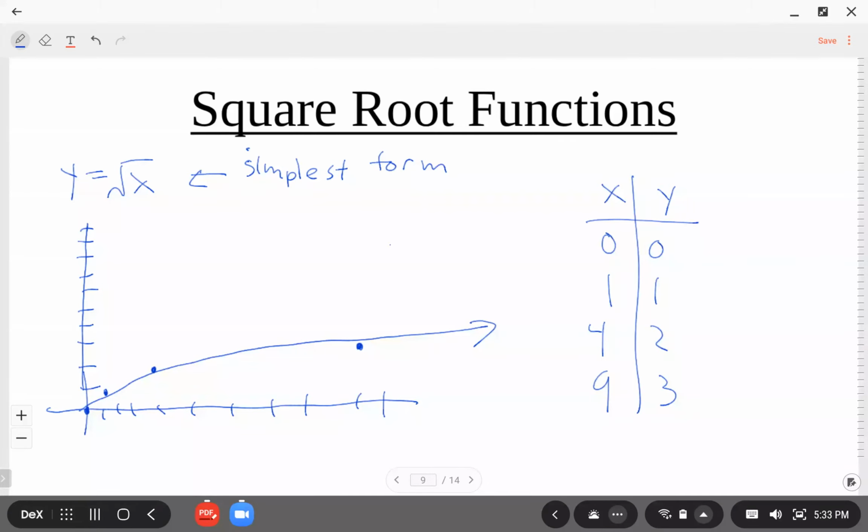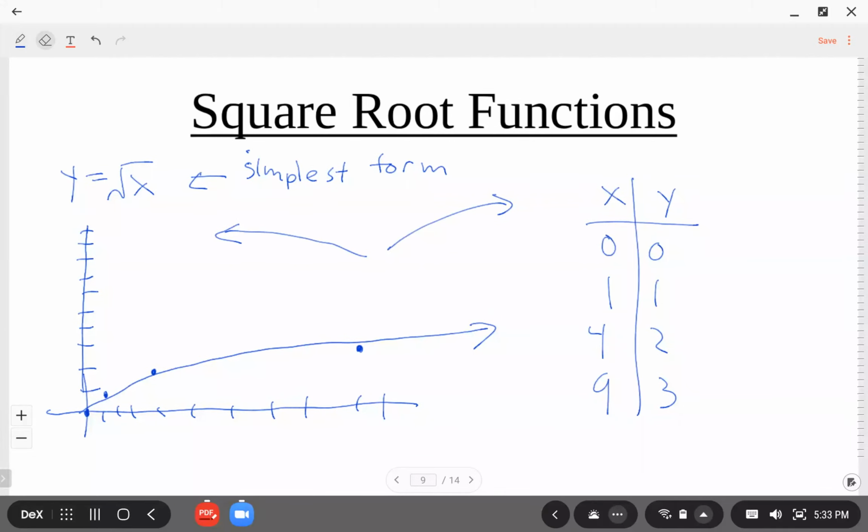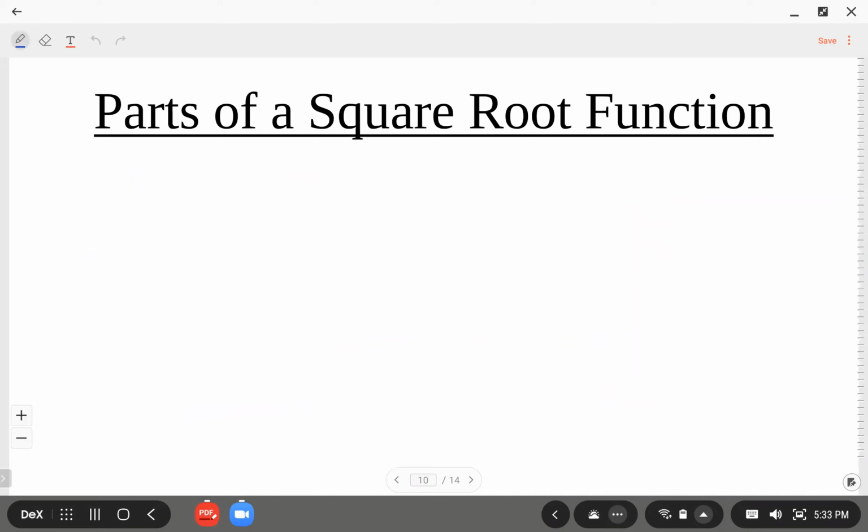You can go this way, you can go this way, usually. And you can also increase the vertical growth. So, parts of a square root function. Sometimes you don't have these values, but a full square root function is y equals a times square root of bx plus c, plus d.